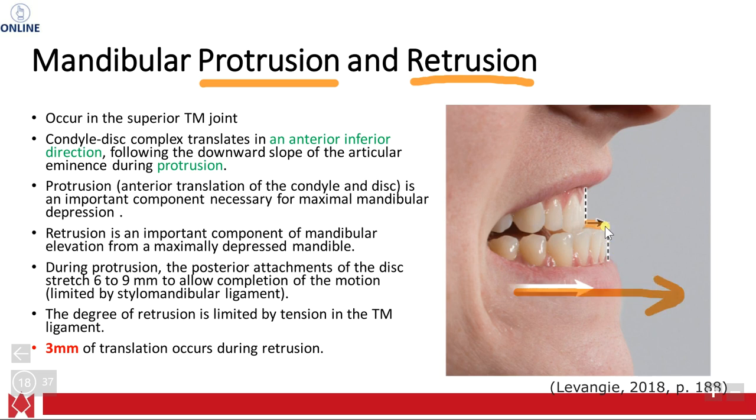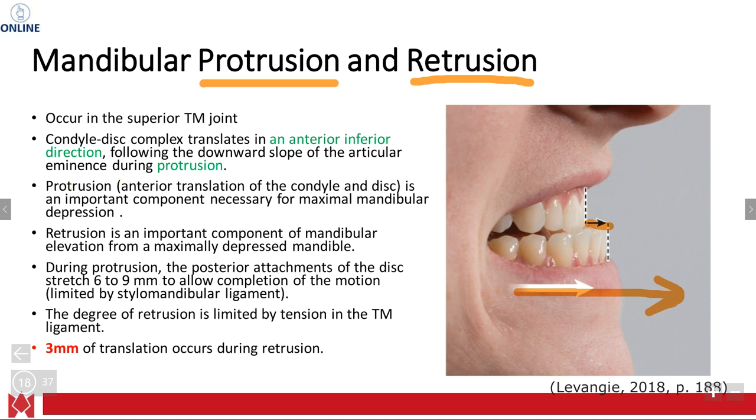If this distance right there was 3 millimeters, from the upper incisor to the lower incisor, we would say there's a 3 millimeter protrusion, and we could look at retrusion as well. The same mechanics are involved with opening: opening involves an amount of protrusion, and closing involves retrusion. It depends on how far the jaw is opened.